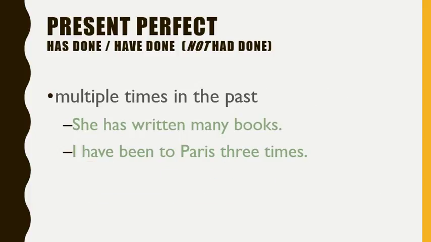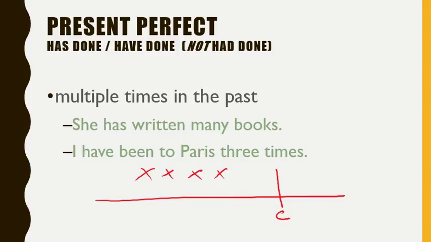Multiple times in the past. So that's in the chart. So here we are at point C, and it could have been many times in the past. The dog has jumped over the fence.